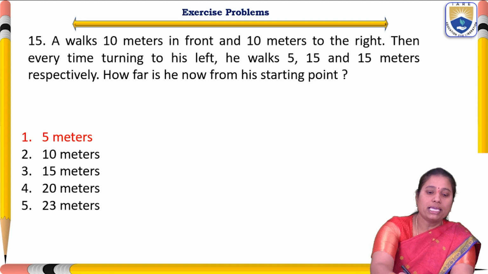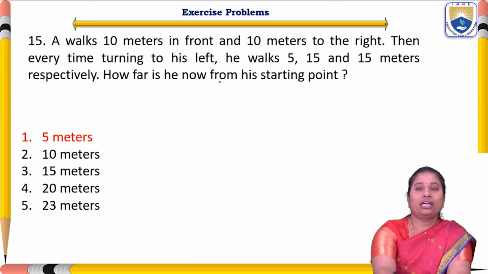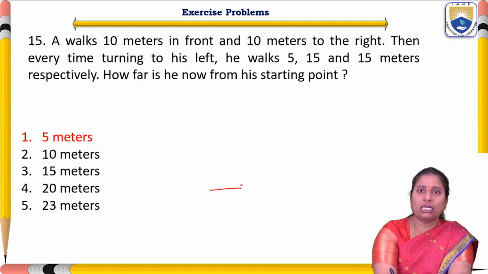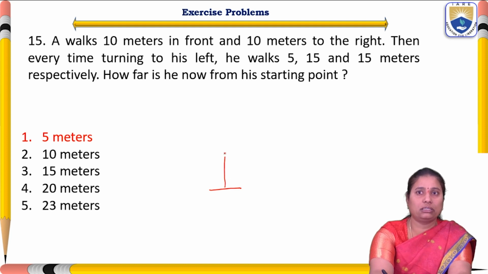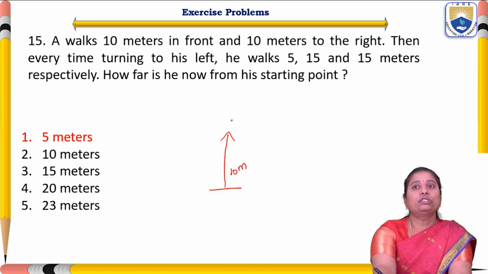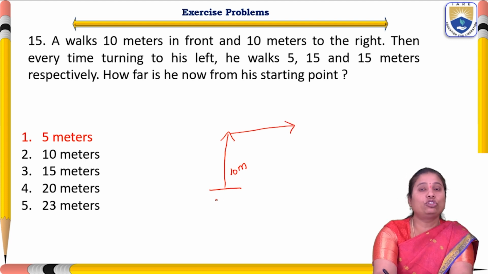That's why, A walks 10 meters in front, we can take any direction. You can take your own direction, but I'm taking the north direction. He has moved 10 meters in front and 10 meters to the right. So from this north, the right side, because I have assumed it is north. If it is the south, again it will differ.